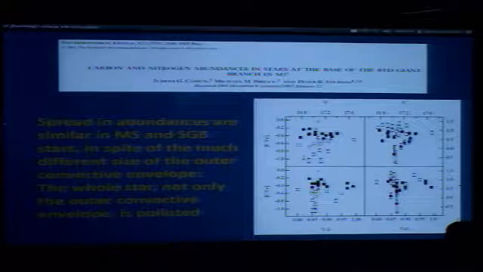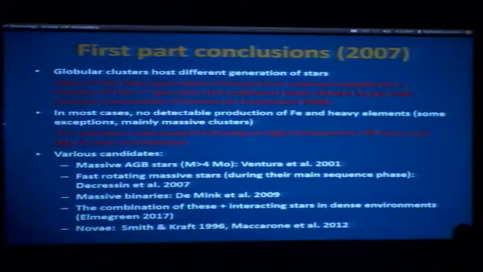And this shows clearly that the effect not only is of two generations, but the second generation was brought from the ejecta of the first generation, not simply polluted by the ejecta of the first generation. This was the situation in about 2007. It was recognized that there is this anticorrelation, that globular clusters host different generations of stars. It was not clear if it was a common effect to all clusters or simply some of them show this effect. But in any case, what was found is that there is no detectable production of iron and heavy elements in most of the clusters.